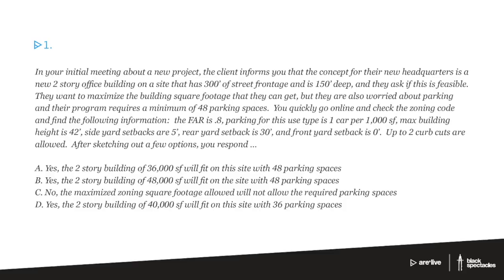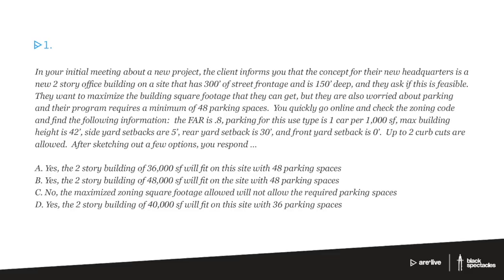FAR is 0.8. The parking for this use type is 1 car per 1,000 square feet. The max building height is 42 feet. The side yard setbacks are 5 feet. Rear yard setback is 30 feet. Front yard setback is 0. Up to 2 curb cuts are allowed. And after you take a look at that, you run through the zoning code for a bit. There's then 4 possible things that you might respond.